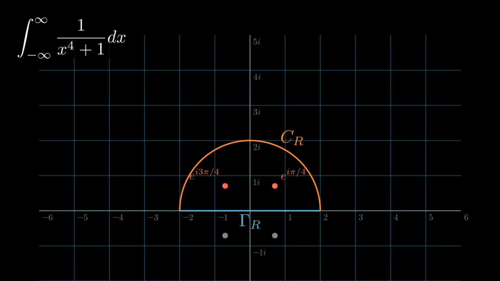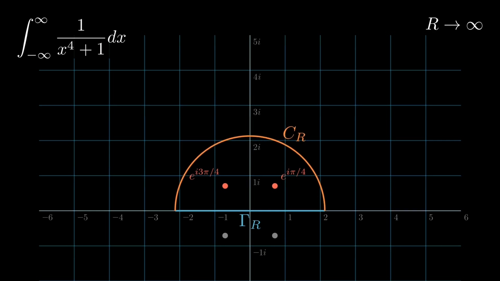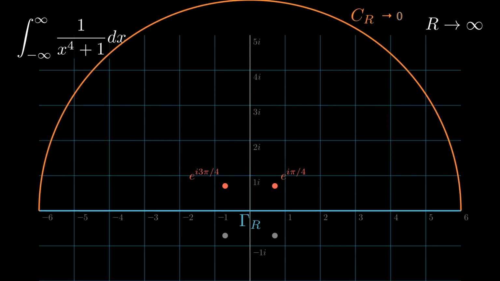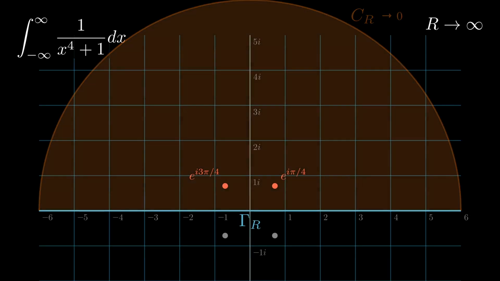As we push R to infinity, the length of the semicircle grows, but the hope is that our function is going to shrink to 0 so fast that the integral on the arc will vanish. It's going to be 0. The only thing left then would be our real integral, which is going to be equal to 2 pi i times the sum of the residues inside of the contour.